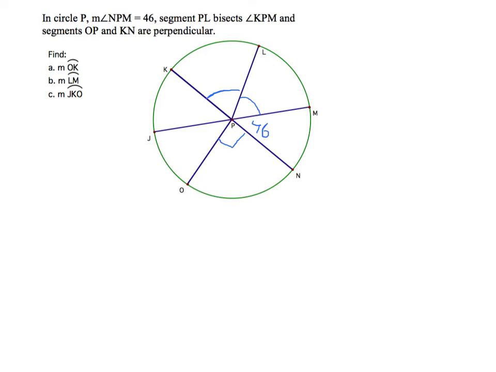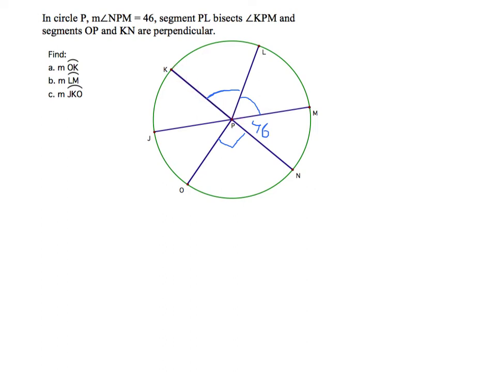So when I look here, it wants to know the measure of arc OK. So to do that, I'm just going to look at, all right, here's arc OK. Start on O, trace around the outside to K. And what we said before was that the measure of the arc is equal to the measure of the angle. So I need to know the measure of angle OPK, that central angle, since P is the center, has the same measure as the arc.